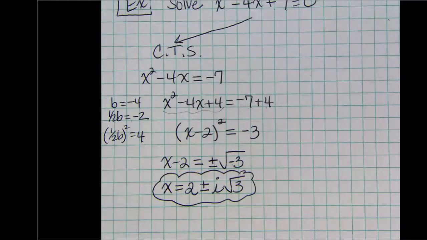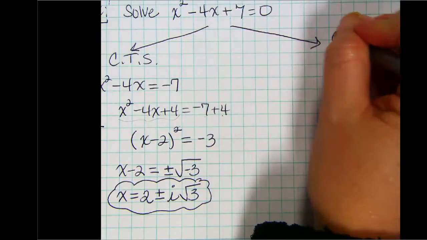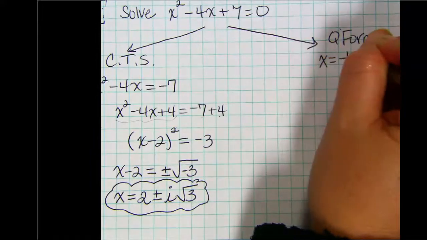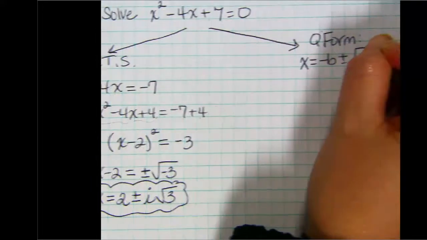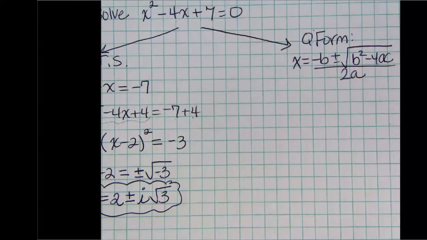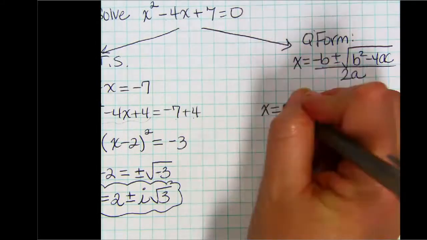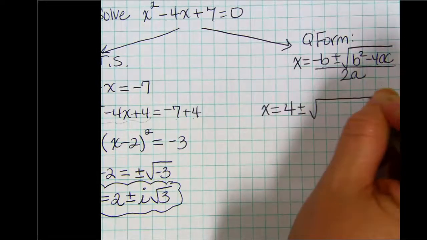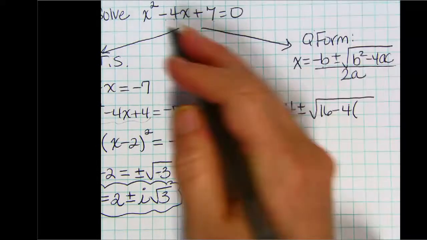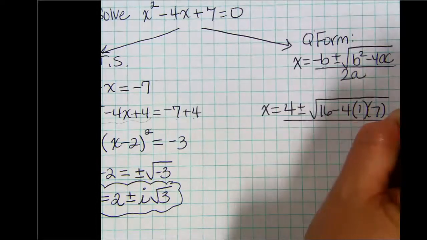So when we use the quadratic formula, we better get the same answer. Well, the quadratic formula, your favorite math song: x equals negative b plus or minus the square root of b squared minus 4ac all over 2a. So here we go. x equals the negative value of b, and negative 4 is 4, plus or minus the square root of b squared, negative 4 all squared is 16, minus 4 times a is 1 times c is 7. All over 2 times a, 2 times 1 is 2.